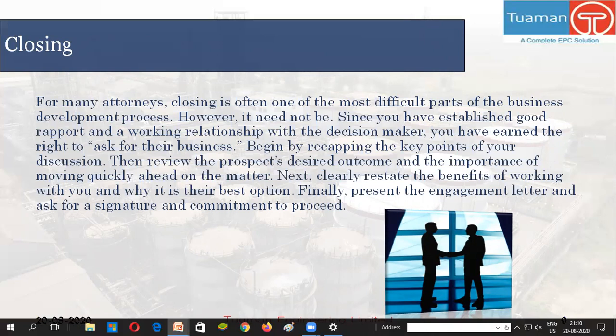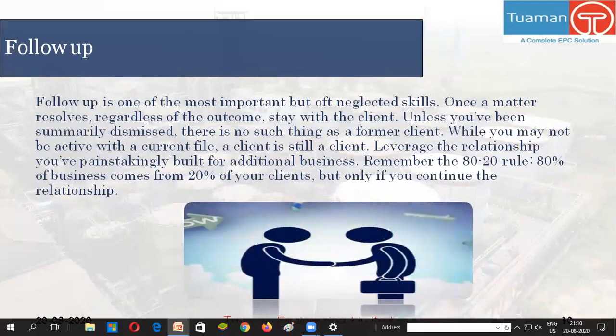Begin by recapping the key points of your discussions, then review the prospect's desired outcome and the importance of moving quickly ahead on the matter. Next, clearly restate the benefits of working with you and why it is their best option. Finally, present the engagement letter and ask for a signature and commitment to proceed.